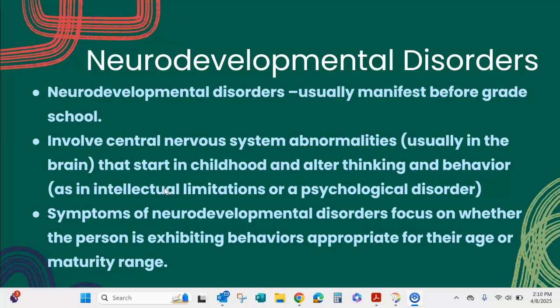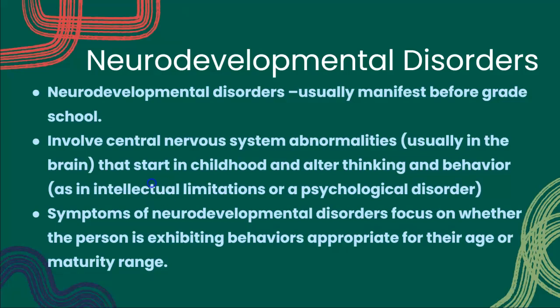They all involve central nervous system abnormalities in the brain, and they alter their thinking and behavior, so it can create intellectual limitations. Other symptoms include social behaviors or issues with social interaction, keeping them from exhibiting normal behaviors appropriate for their age or their maturity level.